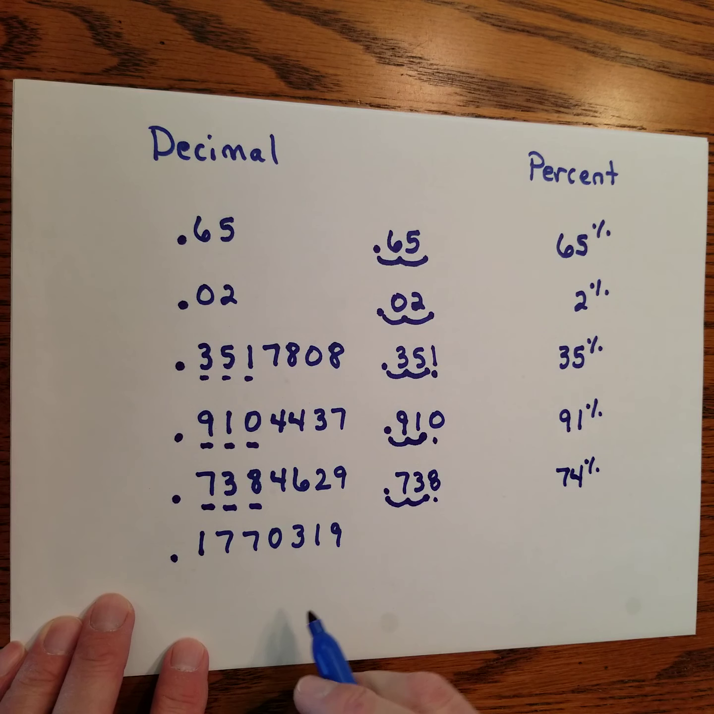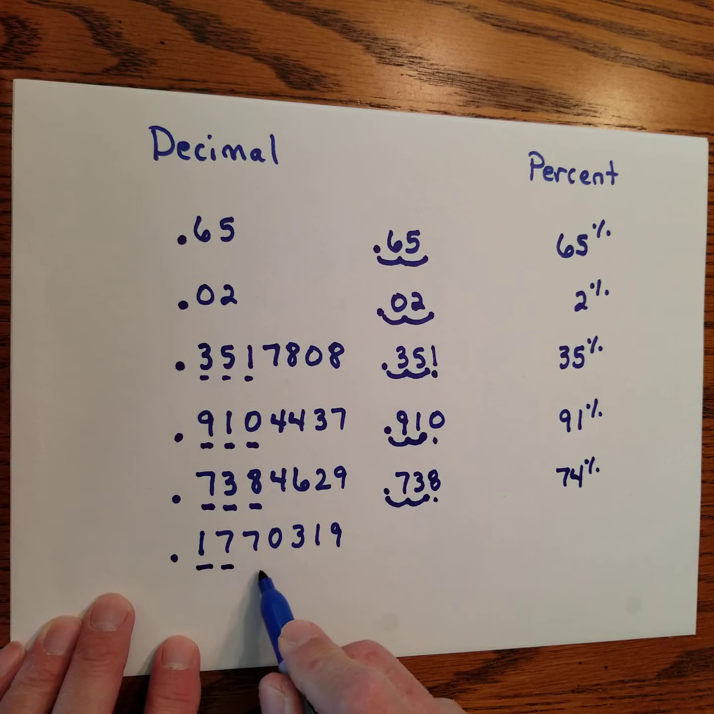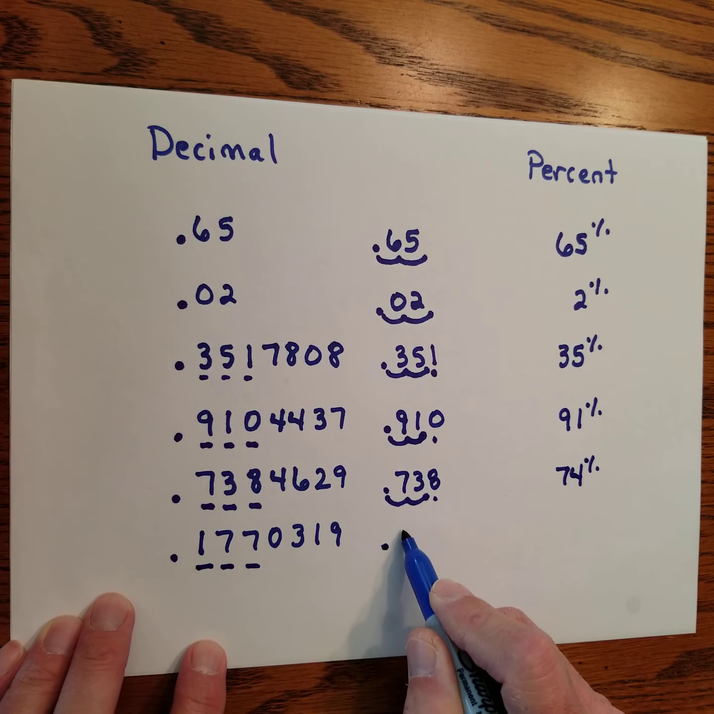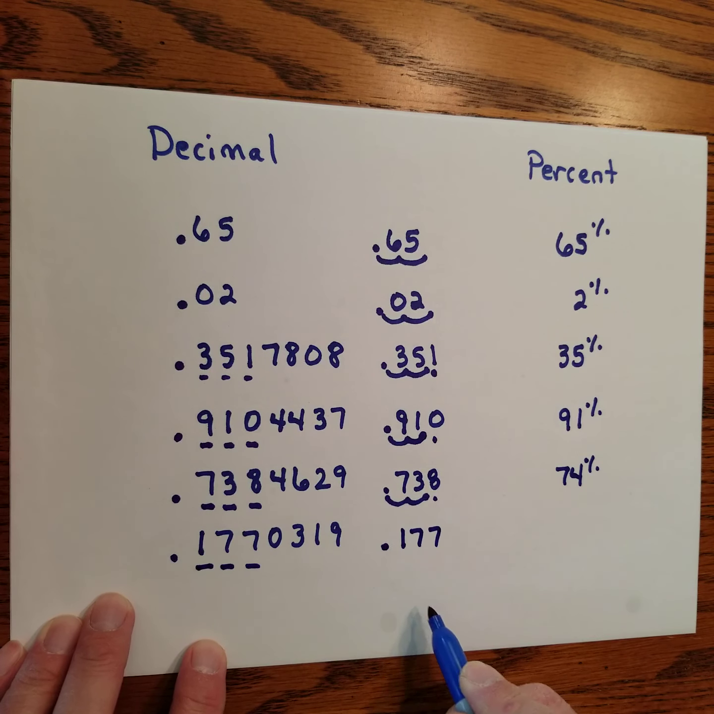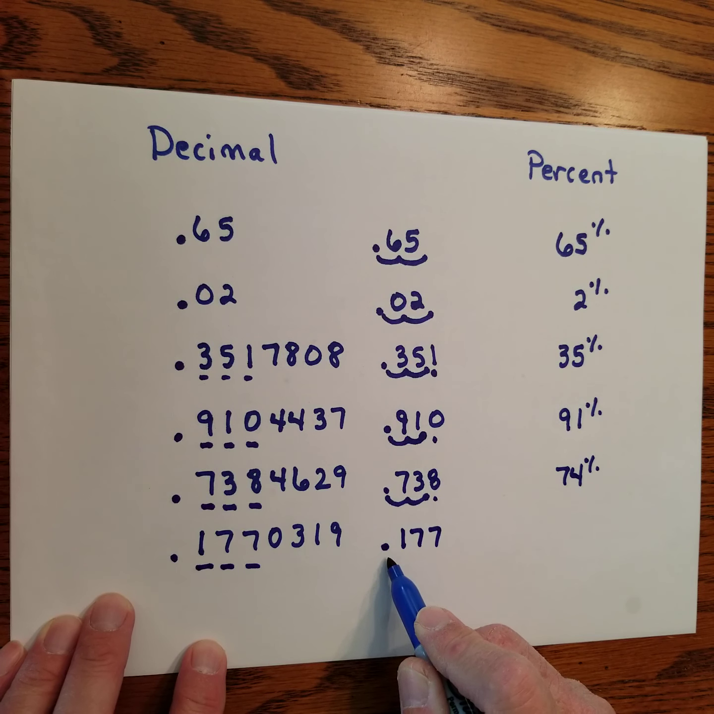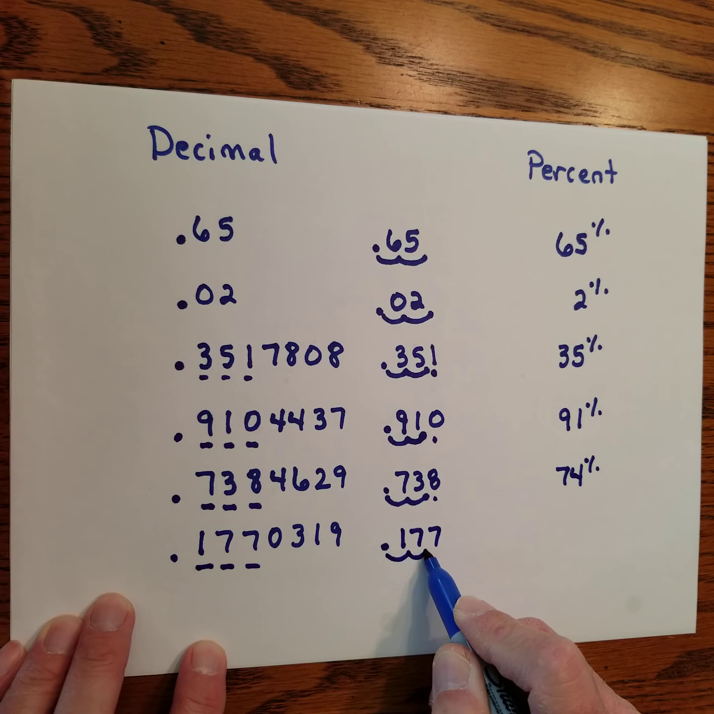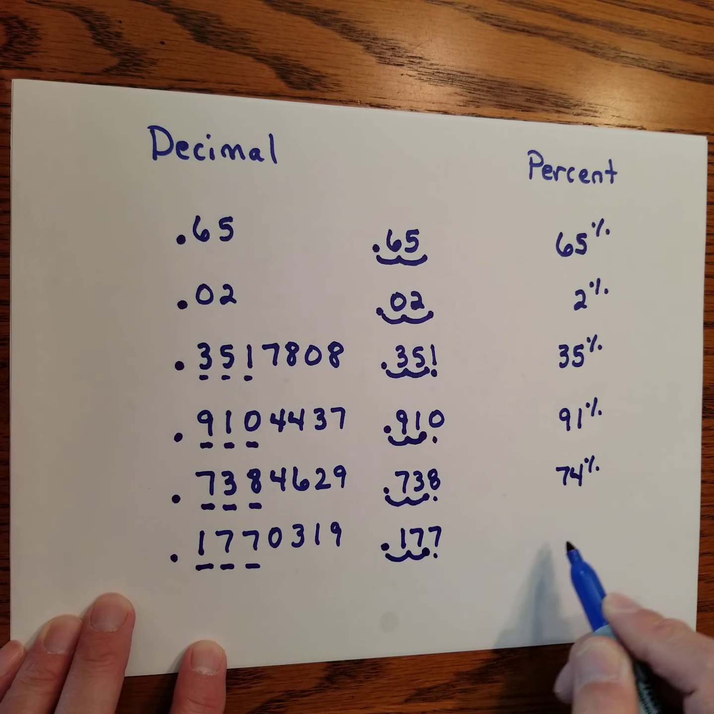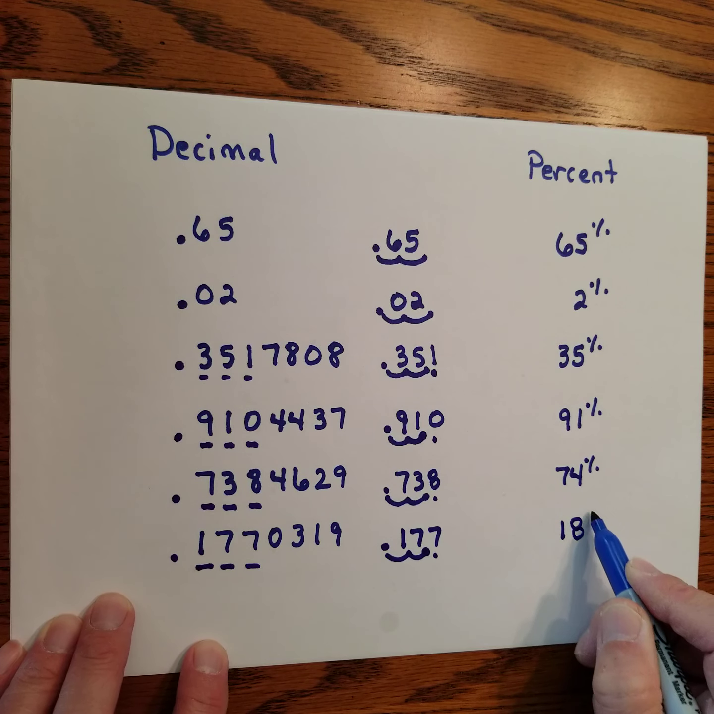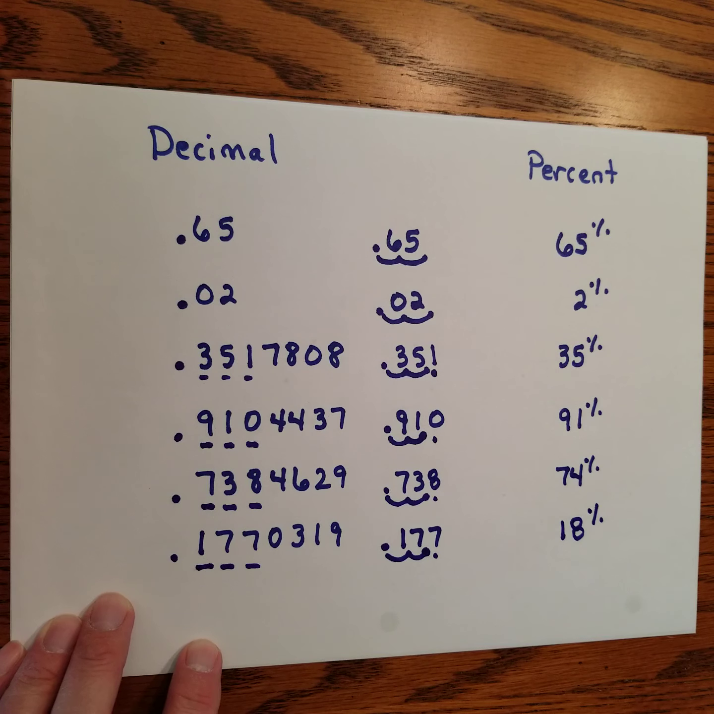Change this into a percentage. Look just at these 3 place values. Then move the decimal point 2 spots to the right. 17% or 18%. Since this digit is large, we'll round that up to 18%.